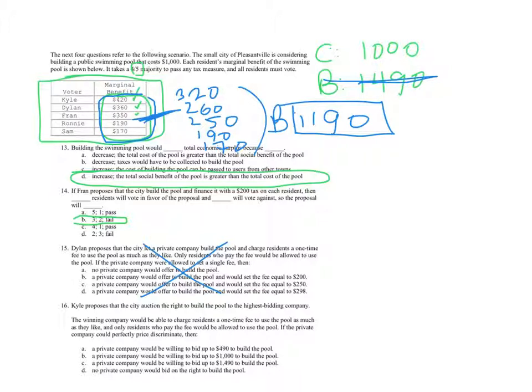Let's see how number 16 reads. Kyle proposes that the city auction the right to build the pool to the highest bidding company. Now this one still does work. Nobody got this right, but it does work. What would somebody pay to build this? Notice that if they could perfectly price discriminate and get each one of the fees listed in the table, they could collect 1,490 in revenues, and it would cost them 1,000 to build it. We assume these are economic costs and benefits, so they would be willing to do it, and they'd even be willing to pay up to 490 to buy the rights to build the pool. So that's the way 16 should read.